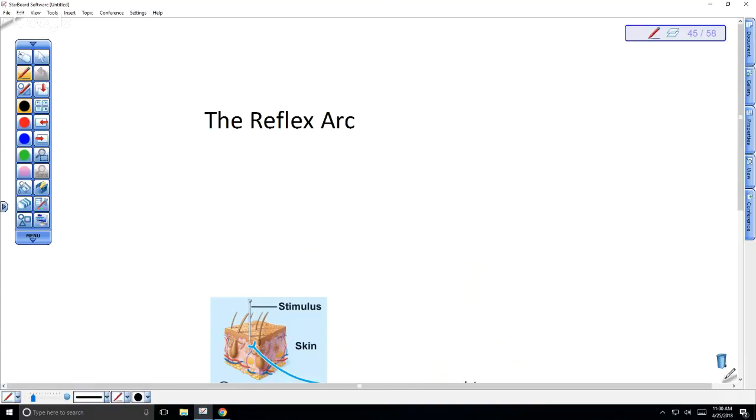Okay, so when we talk about a reflex arc, first we need to talk about the reflex part. So the reflex is a fast, automatic response to a stimulus.